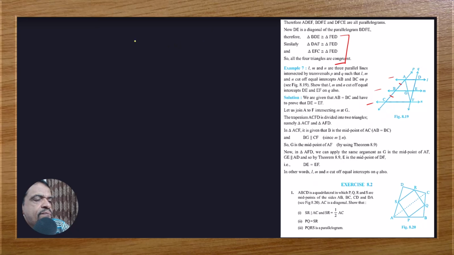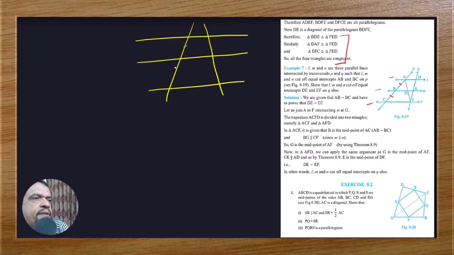Let us see the diagram, because this is an important example. These two parts are given equal. We have to prove that these two parts are also equal. These are parallel lines. We will join these corners. Now see, in this triangle, the midpoint is given, and this is parallel to this one.